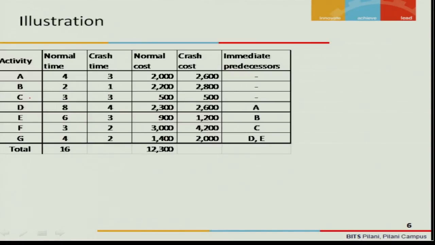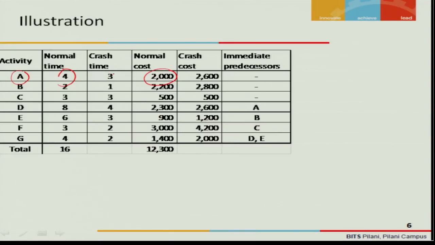So even if activity C remains in the critical path, you cannot crash it. There are several other activities, like D, which can be crashed from 8 to 4. It can be crashed substantially, from 8 to 4 this way. So next you are given the normal cost. Normal cost is, for activity A which takes 4 weeks to complete, the cost will be, say, 2000 rupees.